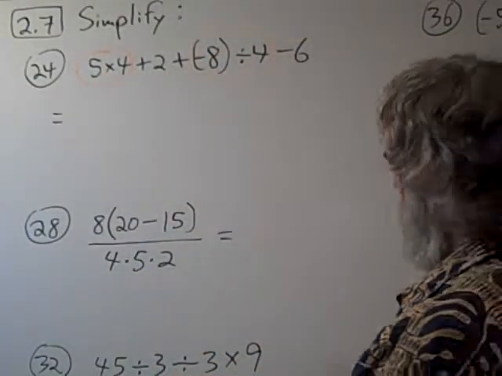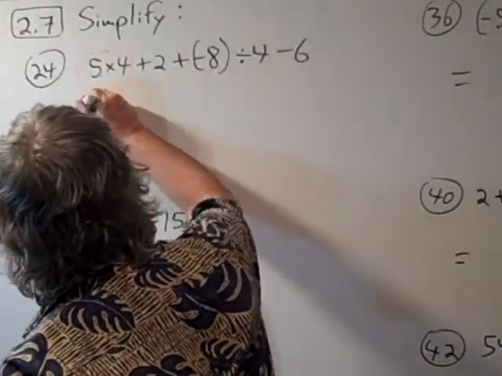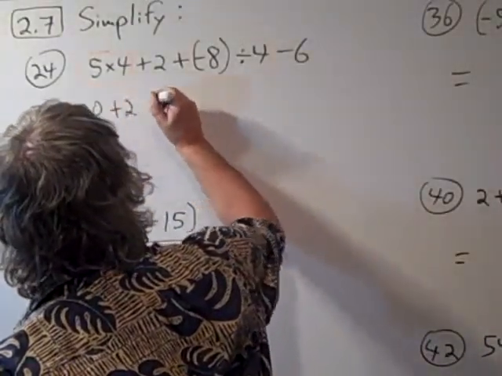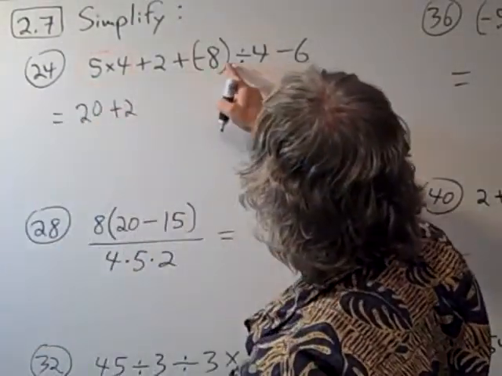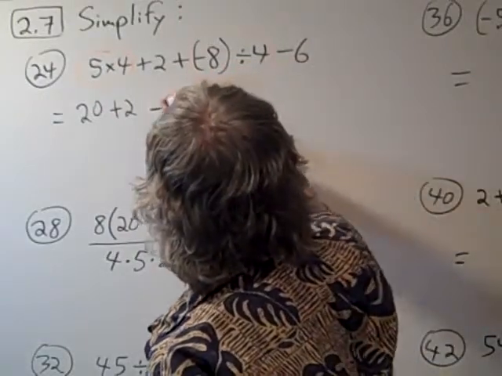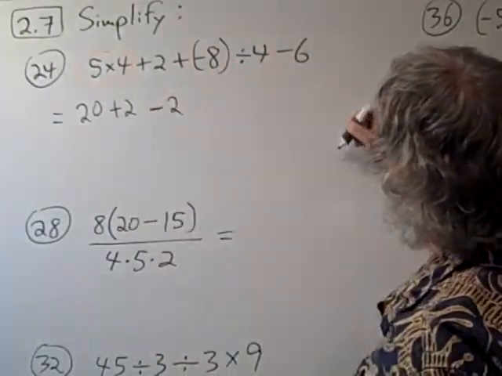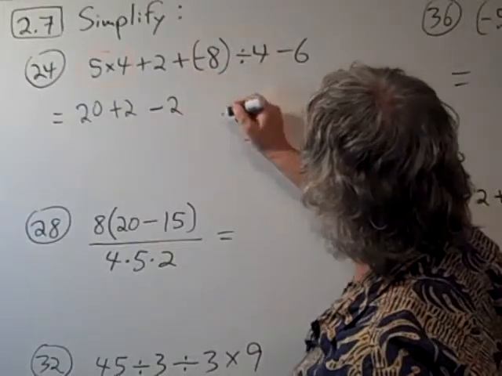So what we end up with is 5 times 4 is 20. So it's 20 plus 2, and 8, negative 8 divided by 4 is negative 2. 4 goes into 8 twice, so 4 goes into negative 8, negative 2 times.